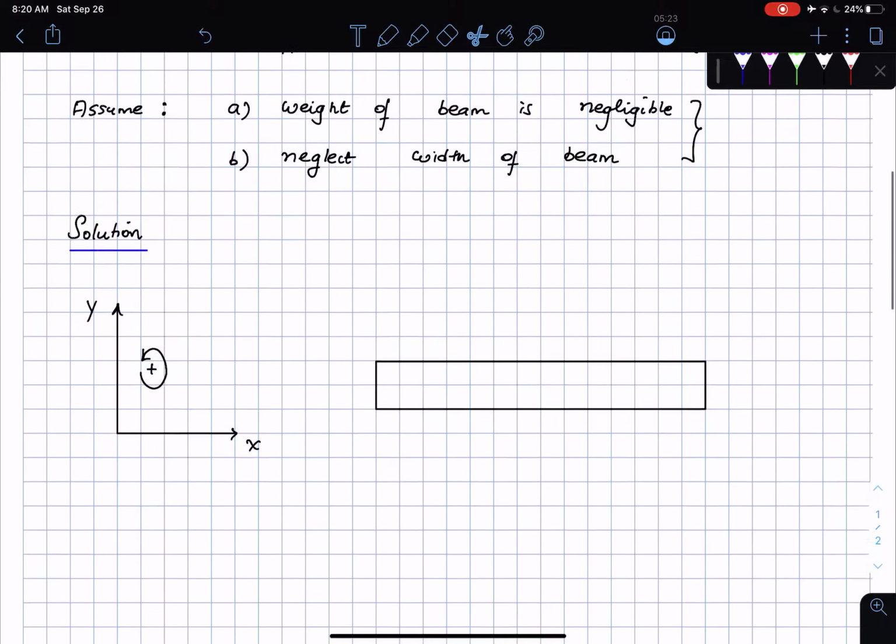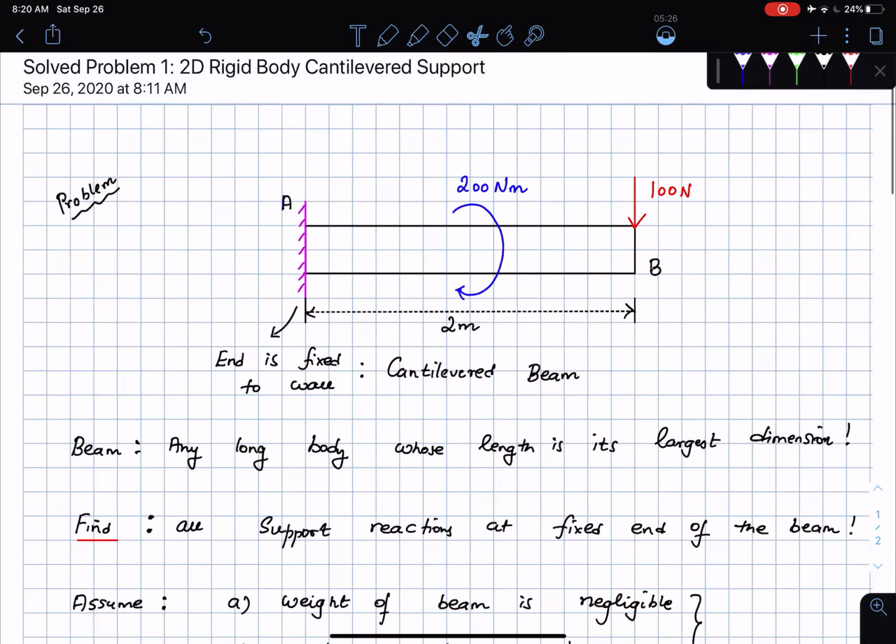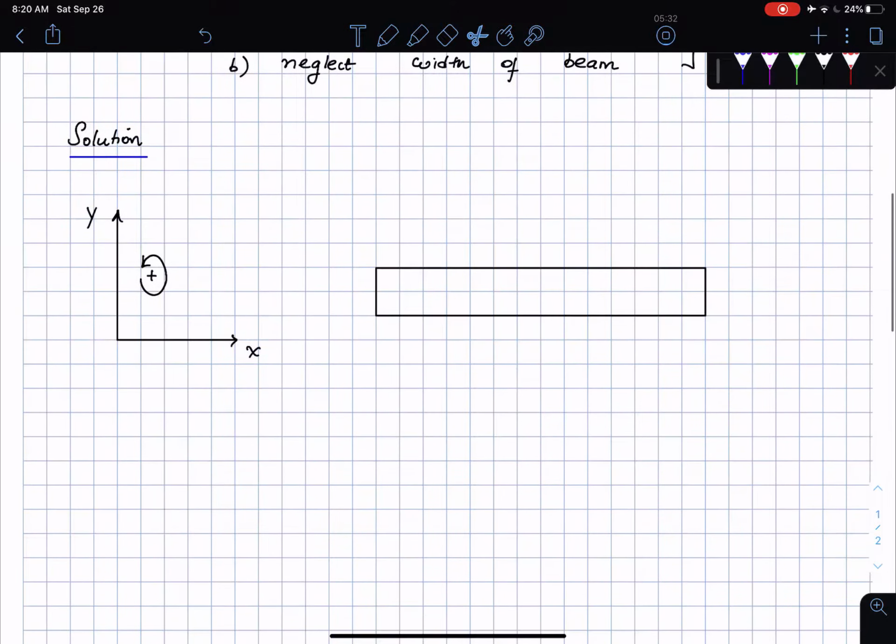Then I will see what the applied forces on the beam are. There is a 100 Newton force and a 200 Newton meter clockwise couple moment. I'm going to mark them next. So I'm going to have this 100 Newton force, which is acting vertically down here, and then this 200 Newton meter clockwise couple moment that is acting on this beam.